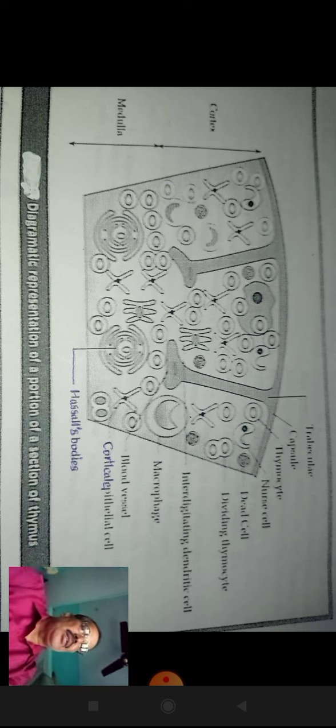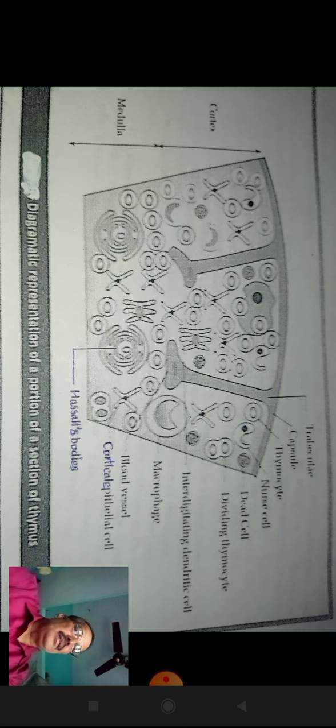The diagram gives certain important parts. The thymus mainly consists of two regions, cortex and medulla. It consists of certain important parts like trabeculae, capsule, thymocyte, nerve cells, dead cells, dividing thymocytes, interdigitating dendritic cell, macrophages, blood vessels, cortical epithelial cells, Russell's bodies, etc.